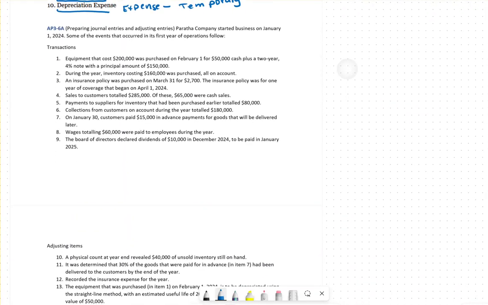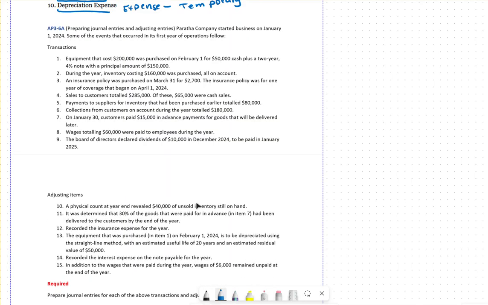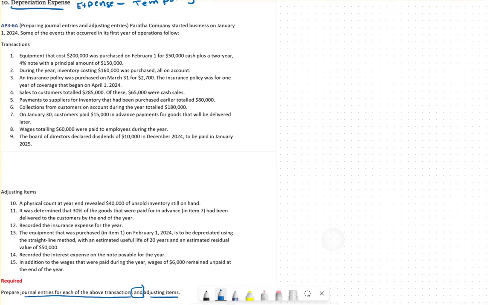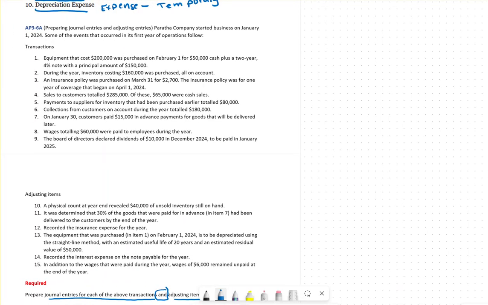Let's go to the next question and see what it's asking you to do. It says prepare the journal entry for each of the above transactions and the adjusting entries. Adjusting entries are done at the end of the year. So first we're going to do normal entries, and then we're going to do adjusting entries. We started a business on January 1st, and we wanted to do a year-end entry.